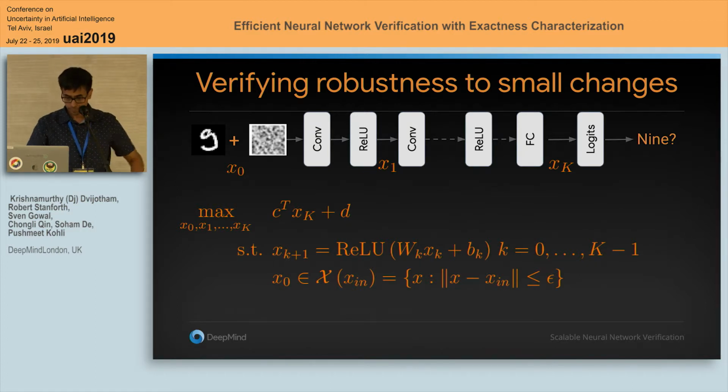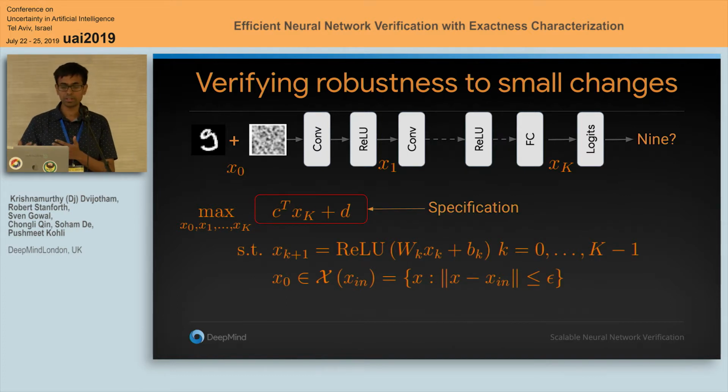Okay. So if you think about solving this or trying to ensure the specification, you can try to look for violations of the specification and you can solve an optimization problem that looks like this. So you want to maximize this specification, which is a linear function of your penultimate activations, subject to the constraints that your intermediate activations are consistent with the layers of the neural network, right?